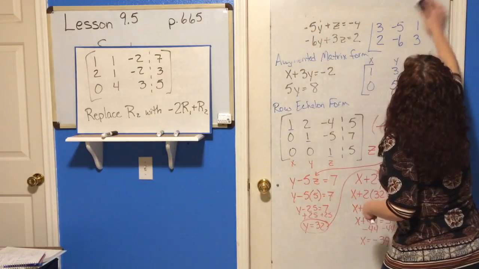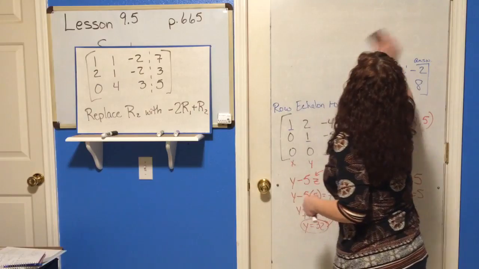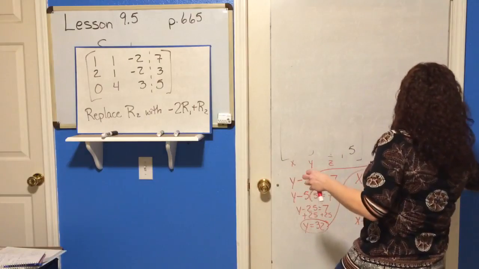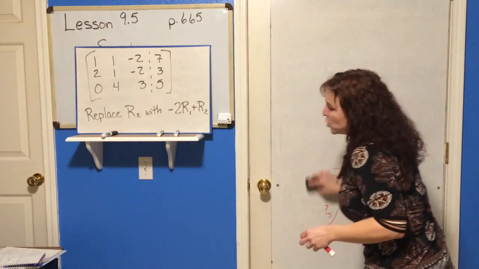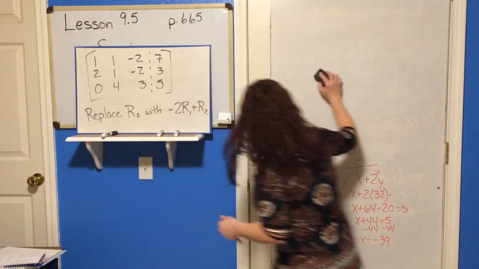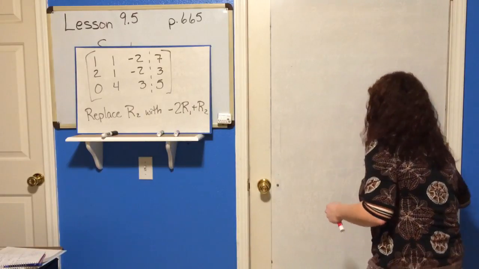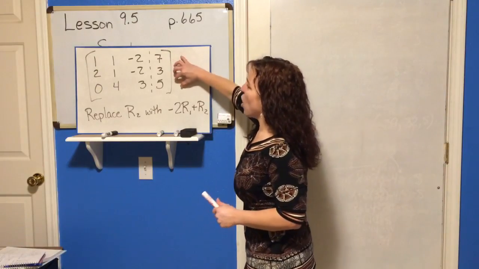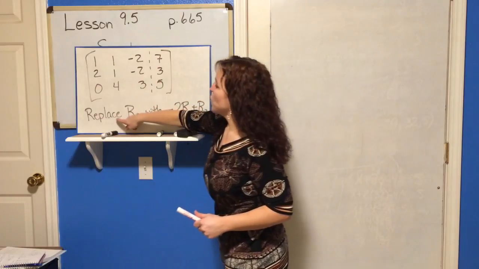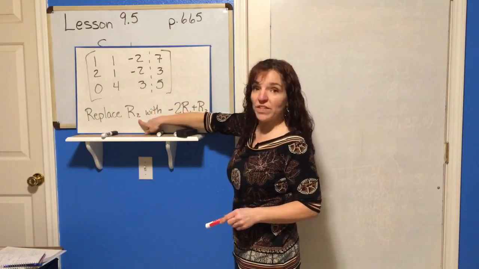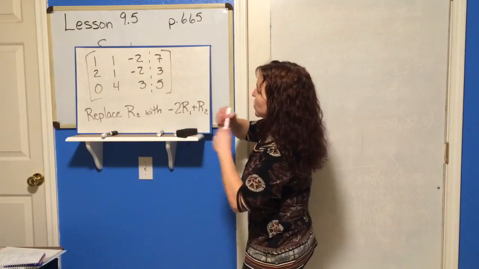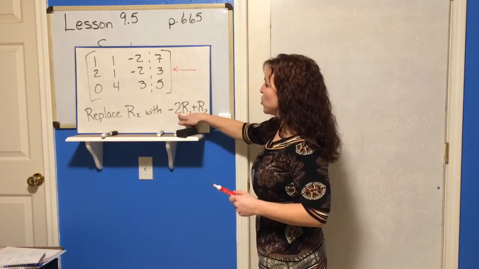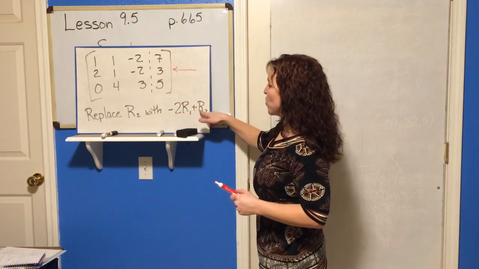So what I'm going to do is give you an augmented matrix, and then I'm going to tell you I want you to do some row operations. So row operations, you're going to multiply, add, subtract, and divide. Here's what we're going to do. We're going to take this augmented matrix, and I want you to replace row 2, is what this means. Replace row 2, which is this one right here, with -2 row 1 plus row 2.